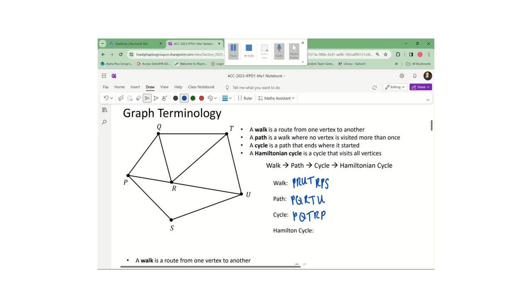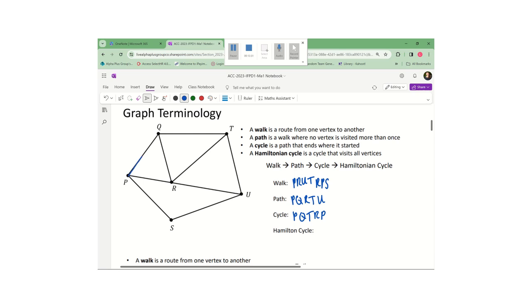A Hamiltonian cycle is a special type of cycle. It visits all the vertices and it ends where it starts. So for this one, I think I know what I'm going to do. So the idea is, and there'll be different ways of doing this, so if you want to pause and try and find some other walks past cycles, that's a great idea, because my ways won't be the only ways, but I'm just going to think on the fly here.